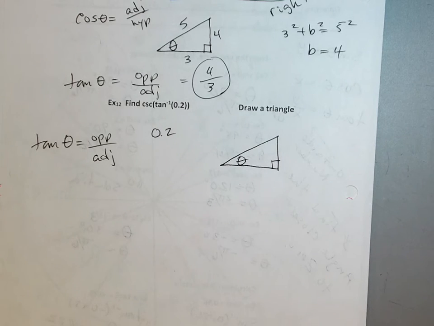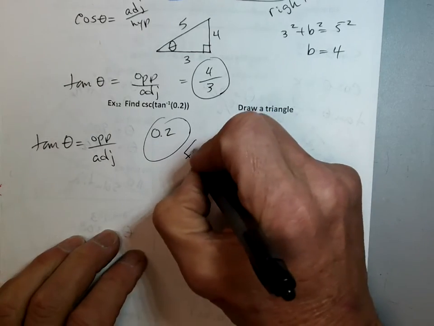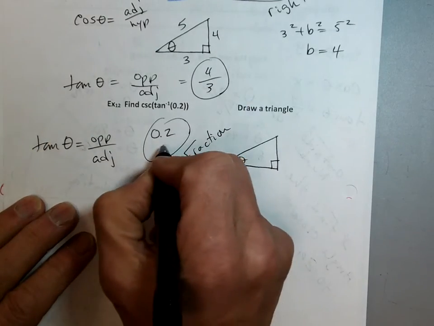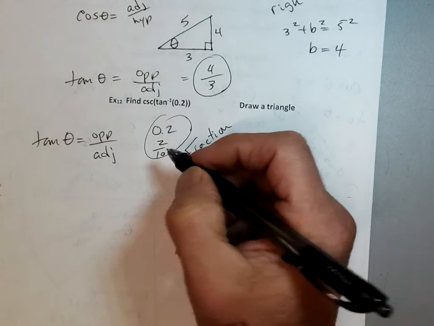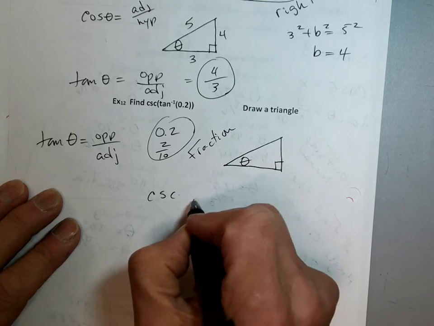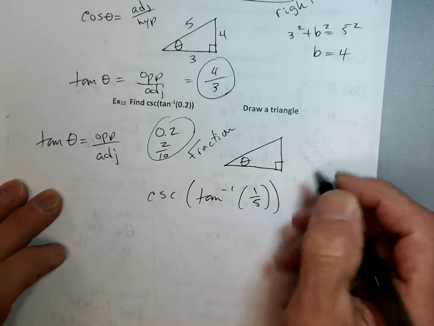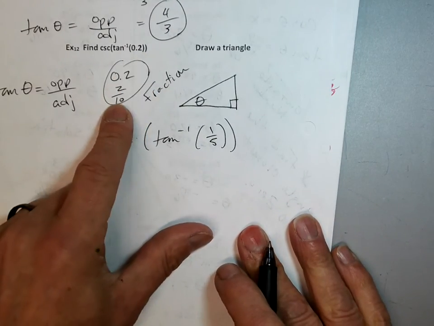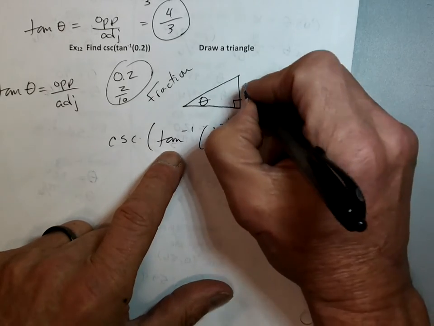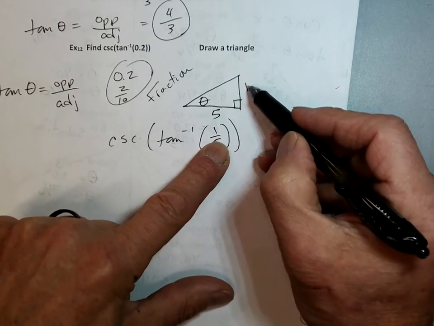Well, I can change this decimal into a fraction. I've got to have a fraction. Yeah, 2/10, totally right. So 0.2 is the same thing as 2/10, and we can even reduce that to 1/5, right? So let's rewrite this. The problem is really cosecant of tangent inverse of 1/5. Nice job, Caden. So I just changed my 0.2 into 2/10, which is 1/5. Now I can build my triangle. Tangent is the opposite over the adjacent, so I've got 1 opposite over adjacent 5.